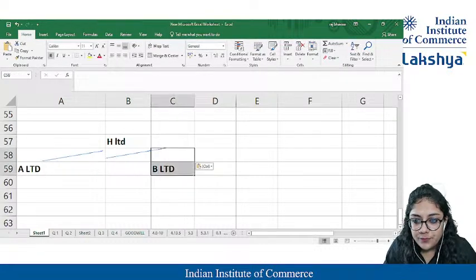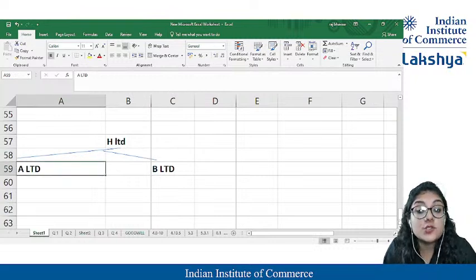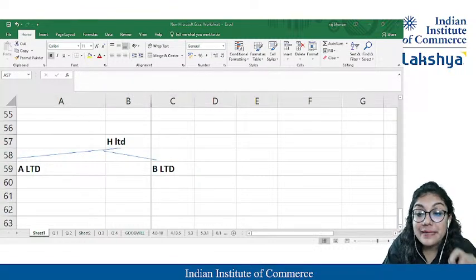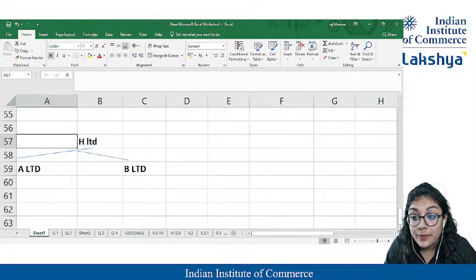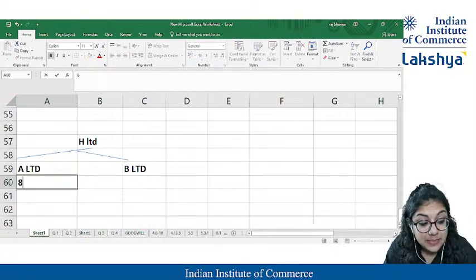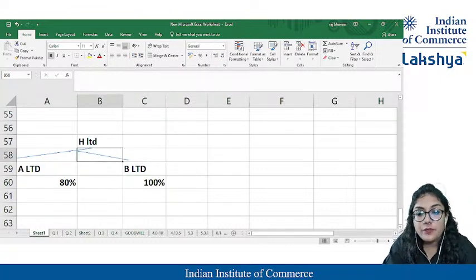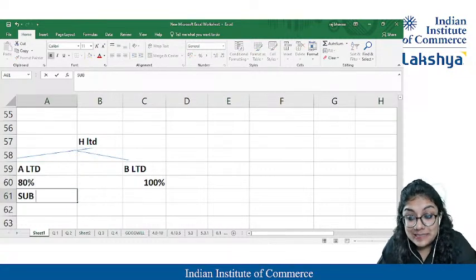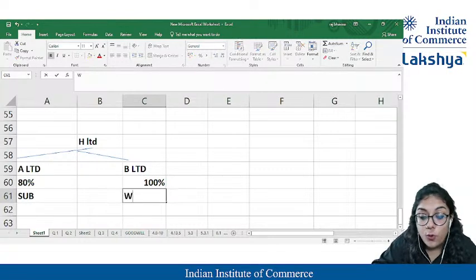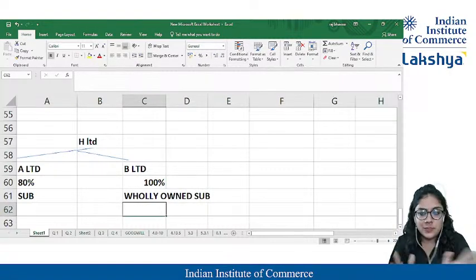If H Limited has made investments in A Limited also, B Limited also, H Limited has made 80% investment in A Limited, and H Limited has made 100% investment in B Limited. So for the holding company, for H Limited, A Limited will be known as a subsidiary. But for H Limited, B will be known as a wholly owned subsidiary. That is something which you obviously know.